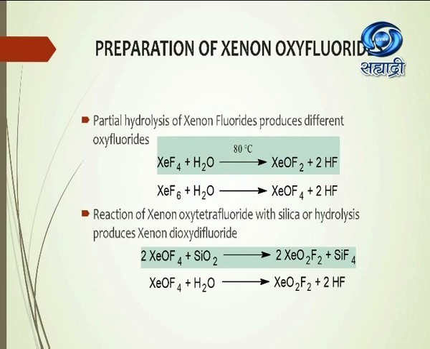Reaction of xenon oxytetrafluoride with silica or hydrolysis produces xenon dioxydifluoride. So 2XeOF4 plus SiO2 gives 2XeO2F2 plus SiF4, and XeOF4 plus H2O gives XeO2F2 plus 2HF.